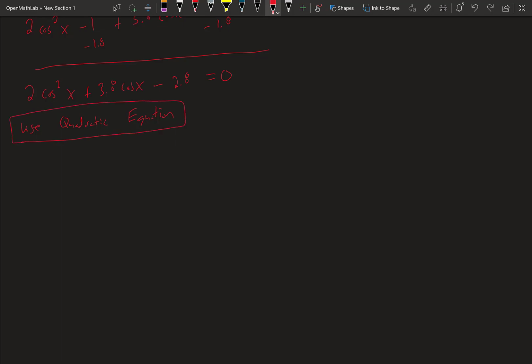Right? So the quadratic equation is x equals negative b plus or minus the square root of b squared minus 4ac, all over 2a. That's the quadratic equation for solving for x. So the difference here, though, is that x is not actually the thing that's being squared.